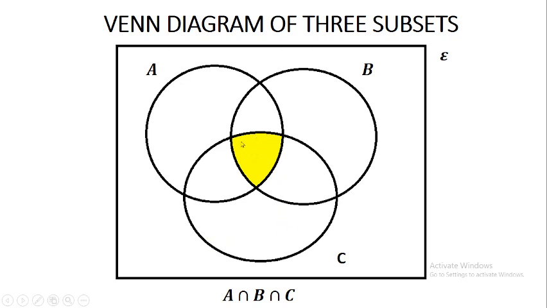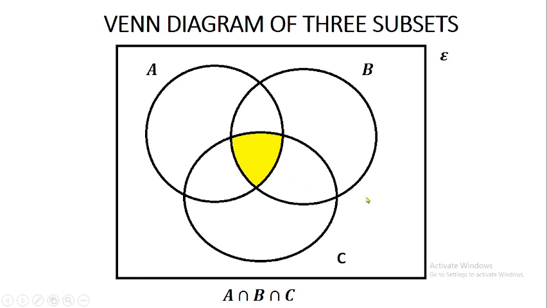Then this part that is colored represents A intersection B intersection C. That is those elements that are common to set A, set B, and set C. They will be here. I hope you understand that. So this part that is colored represents those elements that set A, set B, and set C have in common. Let's say set A has 1, 2, 3. Set B has 3, 4, 5. Set C has 3, 9, 9. So that means all these three sets have 3 as the common element. So that means that 3 will be here. I hope you understand that now.